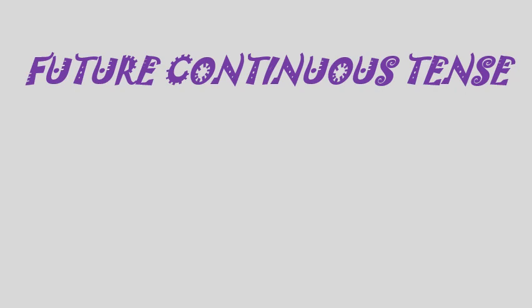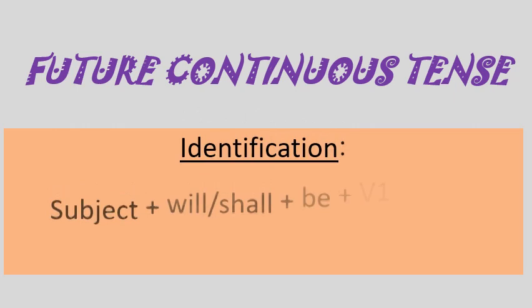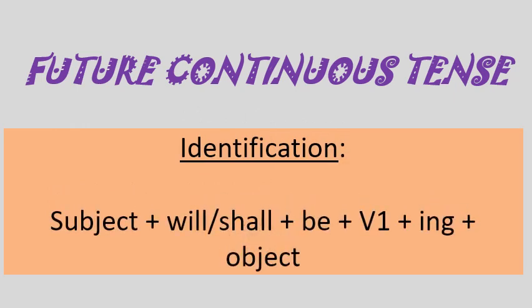Let's discuss the meaning and structure or identification of future continuous tense. Future continuous tense indicates an action in the future that is longer in the duration than another action in the future. Or we can say that the future continuous tense is used when an action is promised or thought to be going on at a specific time or context in the future. Let's see what is the identification or structure of future continuous tense. Subject plus will or shall plus be plus first form of the verb plus ing plus object.